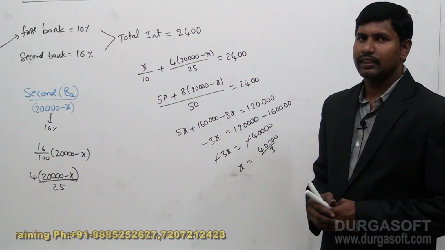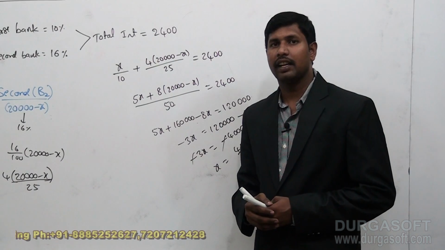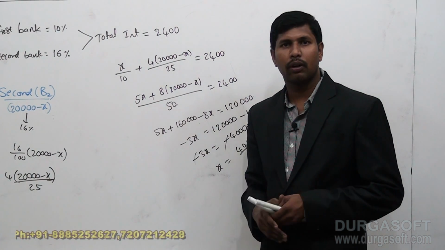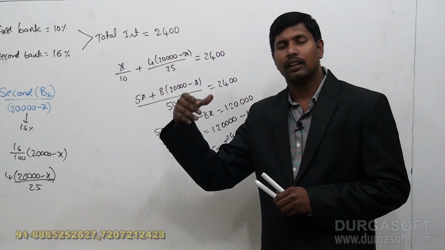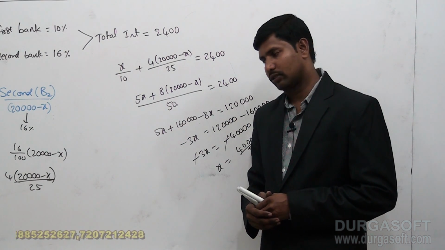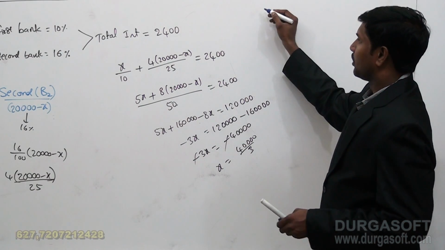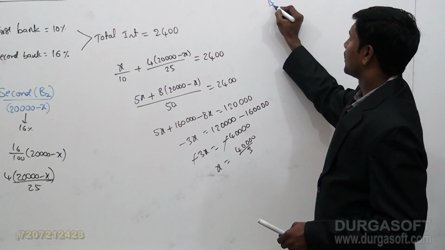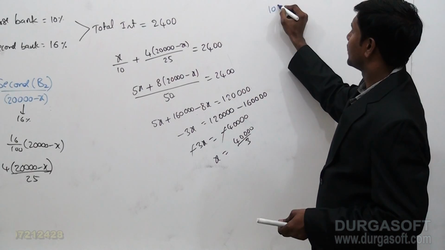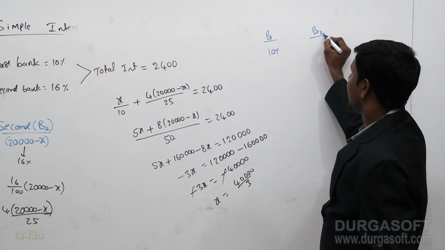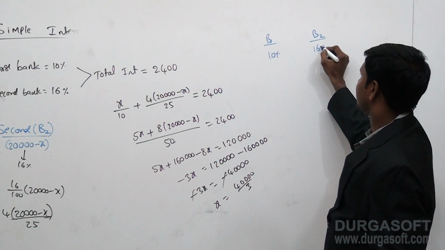Without using this, there is a rule which is called the allocation rule. Actually, you will come to know about that rule when we discuss allocations and measures. So in that, there is a rule where the first bank is paying 10% and the second bank is paying 16%.